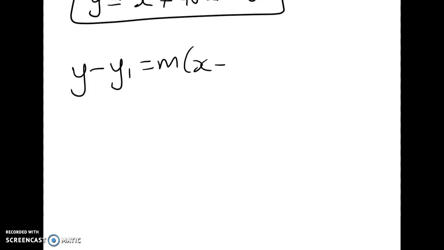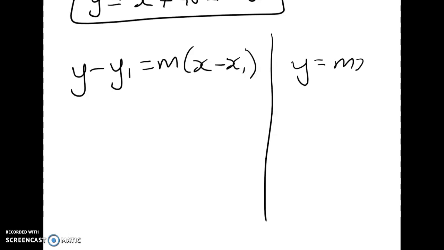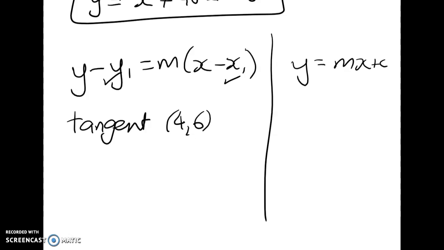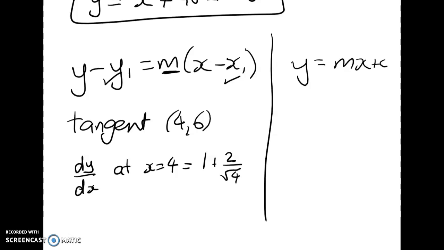Well, we don't have to use this one, but I'm going to use this one here. The other one we could use is y equals mx plus c. But in here, to find the tangent at A, well, A is 4, 6. So that's going to give me this point, and m is the gradient. And we know dy by dx at x equals 4. We've already figured that out, right? It's 1 plus 2 over root 4, which is 1 plus 1 is 2 from above. So m is equal to 2.